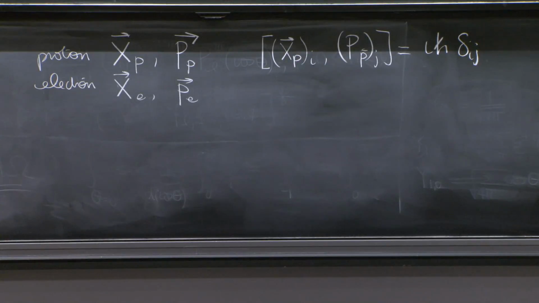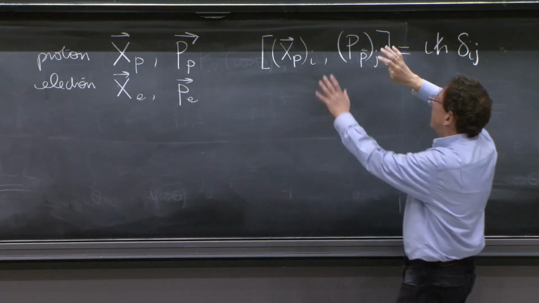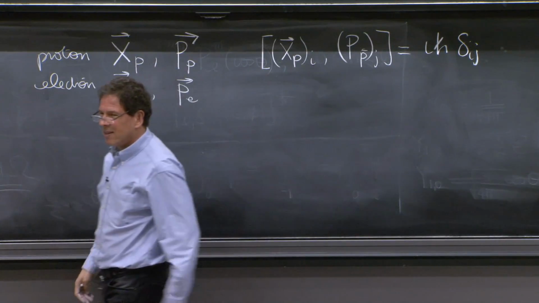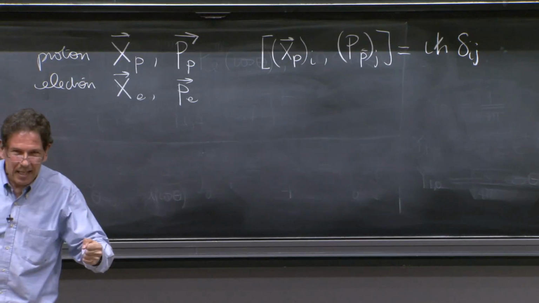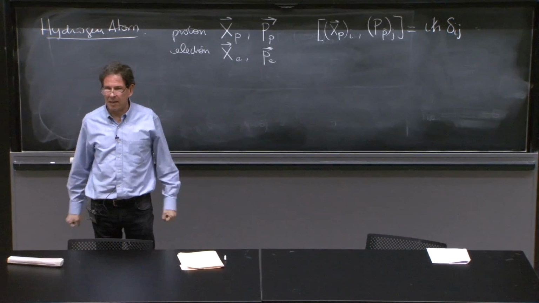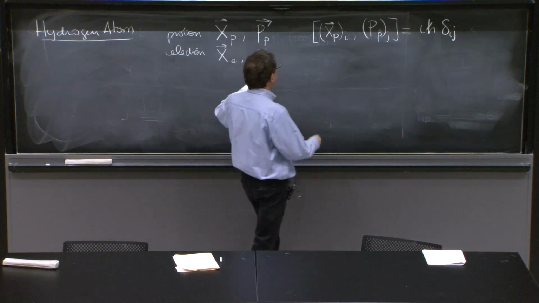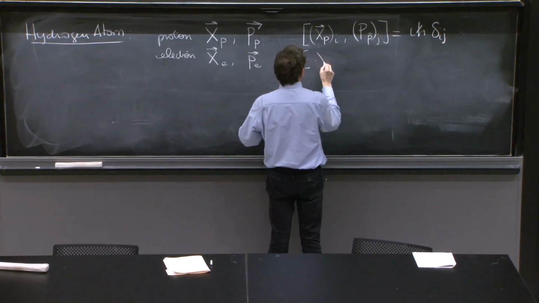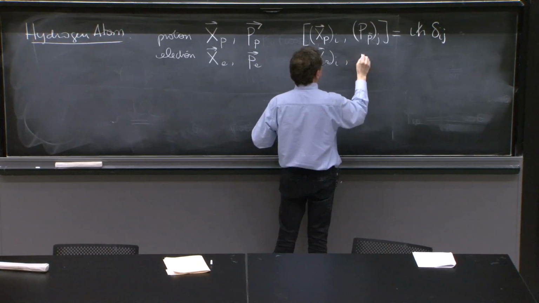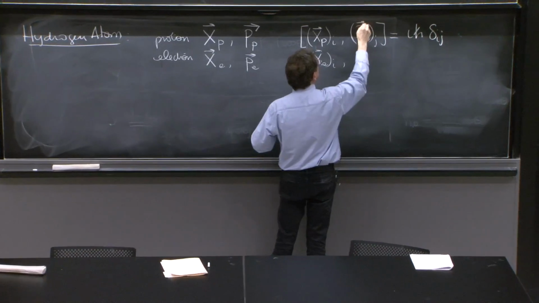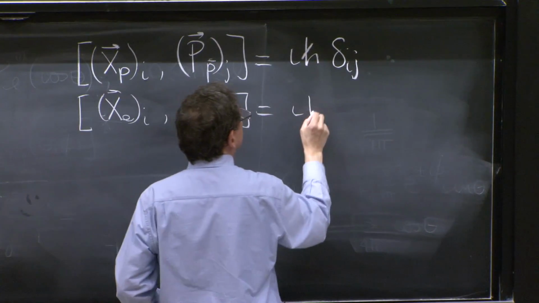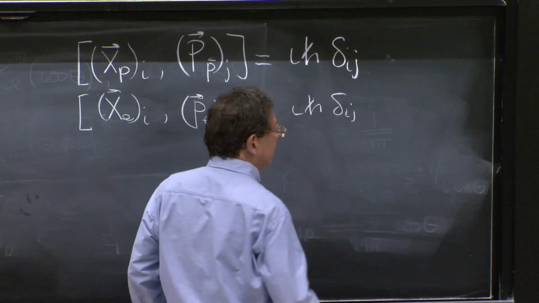So these are the commutation relations of x's and p's, but x and p for a proton. So the proton has its x, has its p, and it behaves like an x and p that you've studied. The electron has its x, its p, and also behaves the same way: coordinates and momentum of the electron, ith and jth components, equal i h bar delta ij.